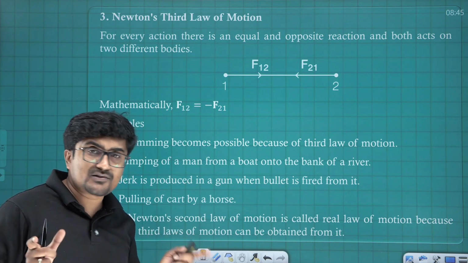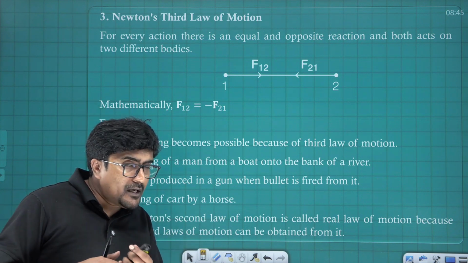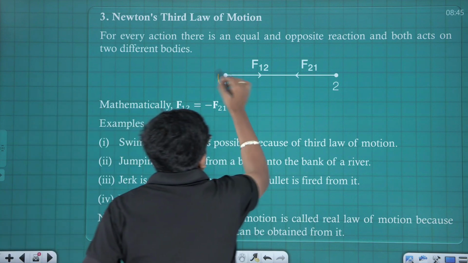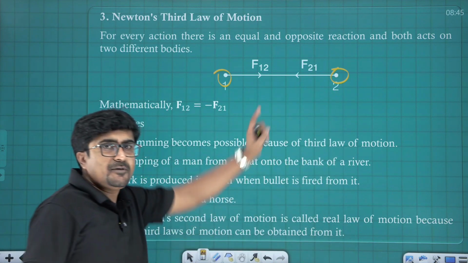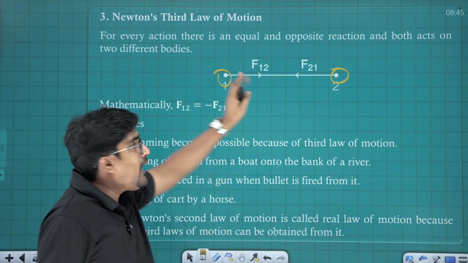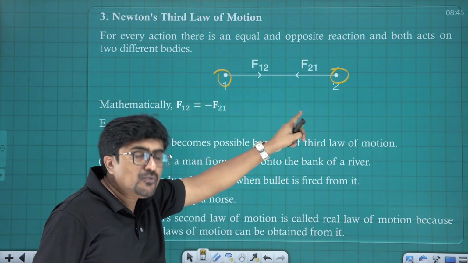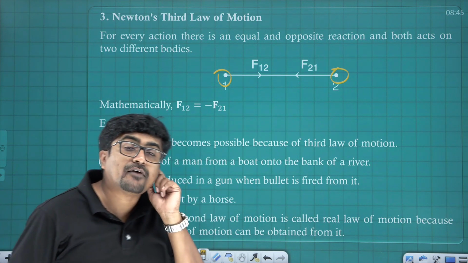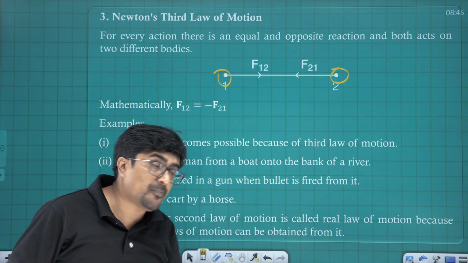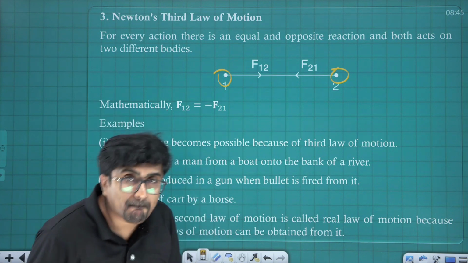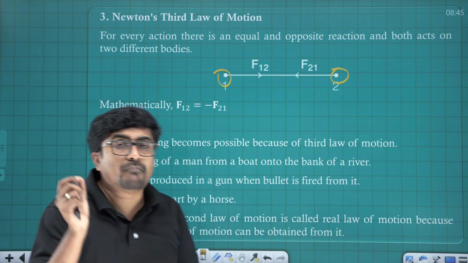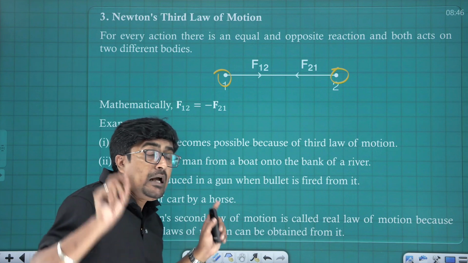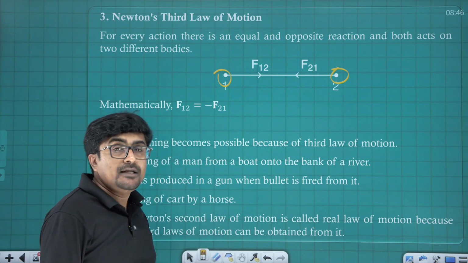For every action, there is an equal and opposite reaction. That is the basic statement. That means if two bodies are interacting, like 1 and 2, as shown here, a force is experienced by 2 due to 1, marked as F21, and a force is experienced by 1 due to 2, marked as F12. The magnitude of F12 and F21 is the same, but the direction is opposite, which means F12 is minus F21, and that minus says the direction is opposite. Most important, please don't forget, the magnitude is the same, only the direction is different.